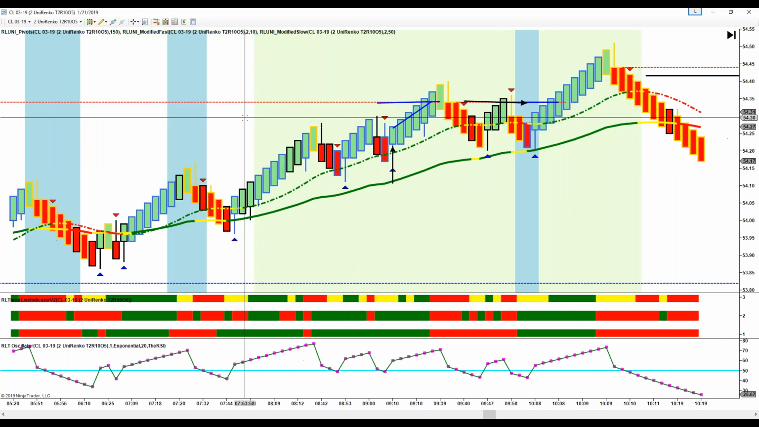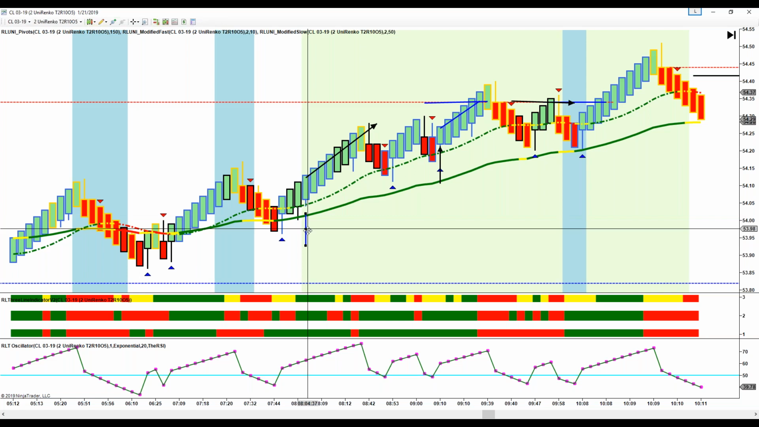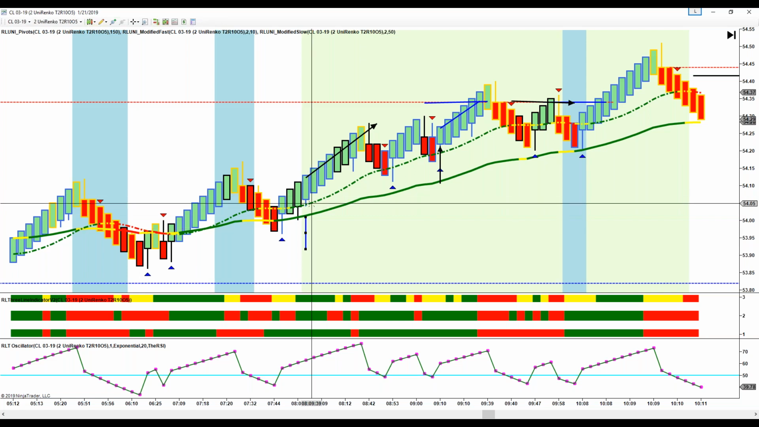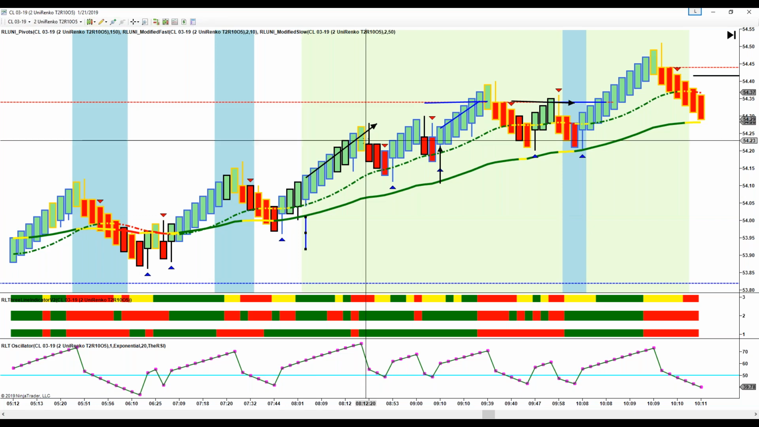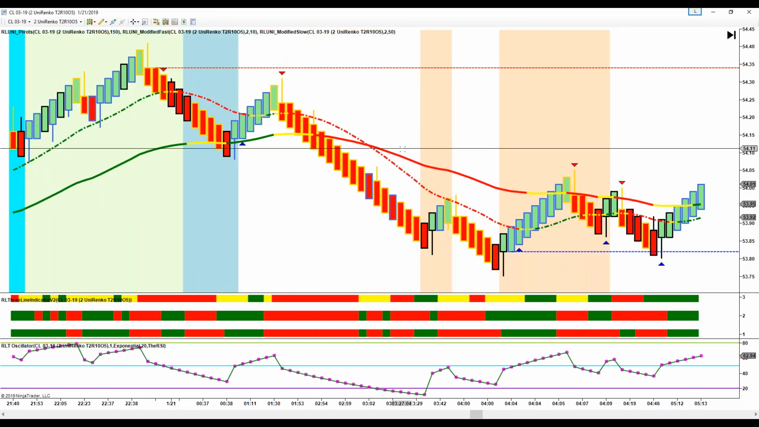Here is your perfect pullback and continuation with the order, with the 3-line, with green background, with the 15 above the 15. It's a perfect long trade. And they're not hard to get at all. When there's no background, just leave it alone.